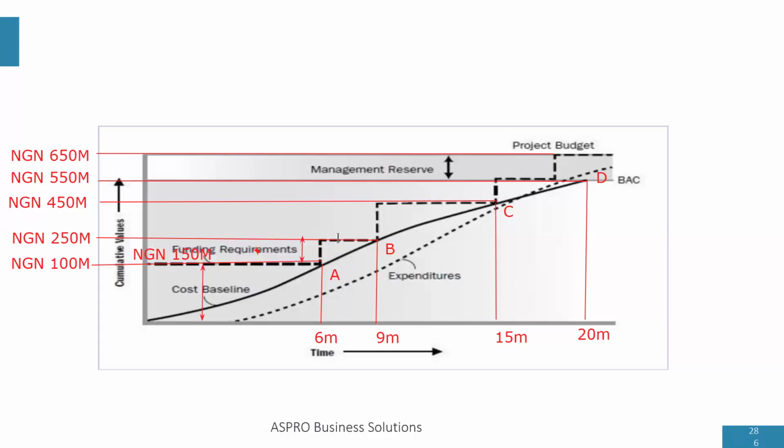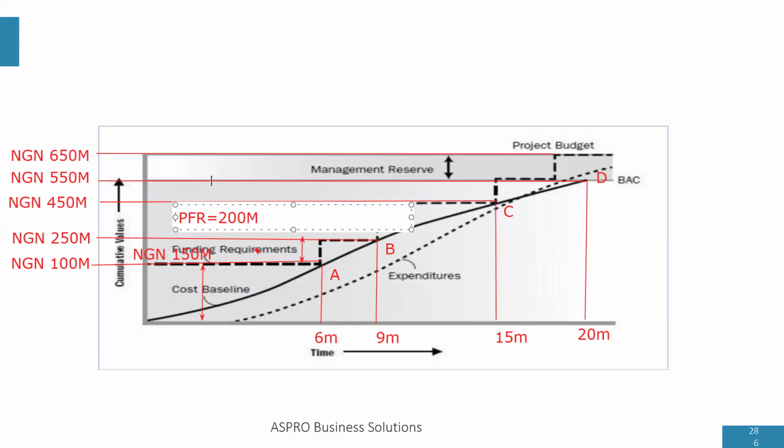What about B to C? How much do we need? What is the project funding requirement to move from B to C? Can someone tell me? What is the project funding requirement? 200 million. Yeah, that's 450 minus.